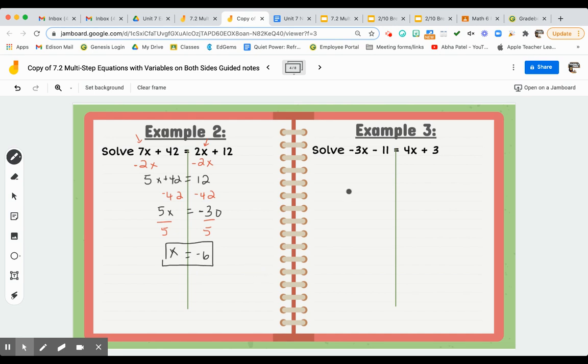Maybe pause and try example 3 on your own and check to see if you get the same answer as me. Okay, welcome back. So in this case, again, I'm looking at the x terms. And negative 3 is smaller than positive 4, so I'm going to add 3x to both sides. So you're going to get negative 11 is equal to 7x plus 3.